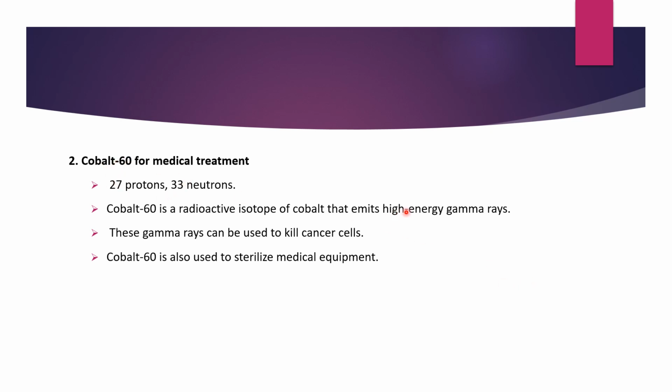It emits high energy gamma rays, because of the imbalance in neutrons and protons, the nucleus becomes unstable and it is constantly emitting rays outside of it. So these gamma rays can be used to kill the cancer cells present in the human body. Also, it can be used to sterilize medical equipment to reduce the spread of infection. So for all these things, the cobalt-60 isotope is used.